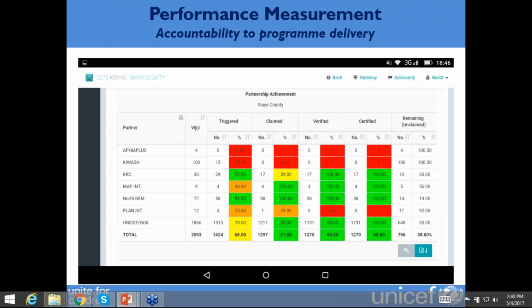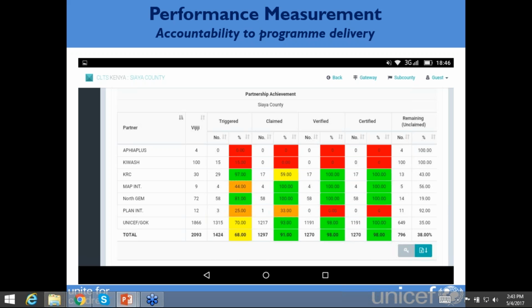And then, as I was mentioning about the accountability, as you can see, this is where each of the program partners which have committed, how those villages are performing. So as you can see, this traffic light system also shows us where the problem lies: even if they have triggered, they are doing well, but what about the claim or verification or certification stage?